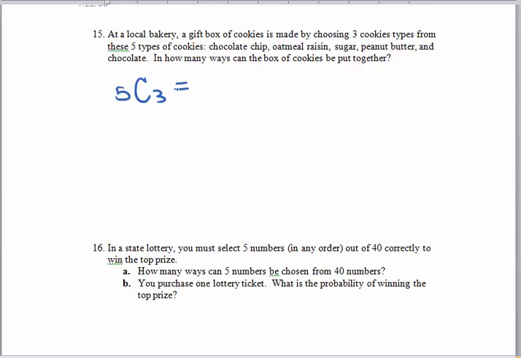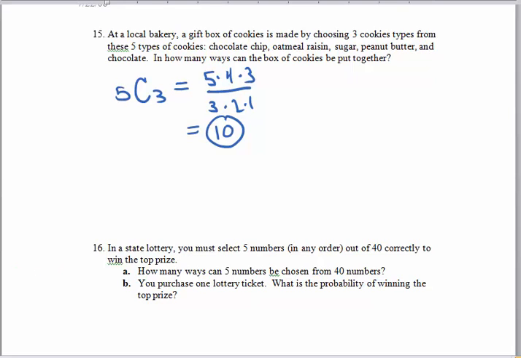And they don't tell you anything about arranging the gift box in a certain way, like where you have certain cookies on the outside, some on the inside, or anything. So we're assuming the order isn't important here. So you're really just doing 5C3, which would be 5 times 4 times 3 over 3 times 2 times 1, which is just 60 over 6, which is going to be 10.